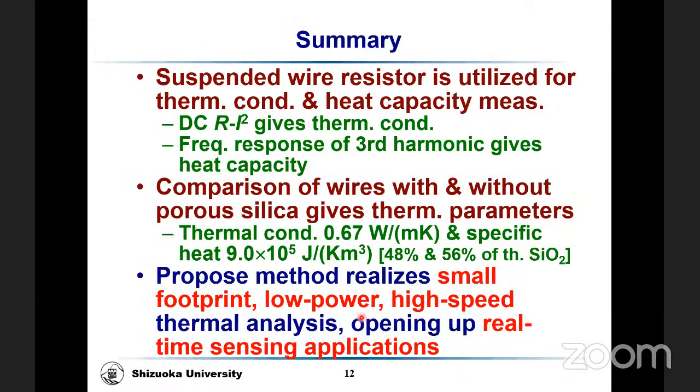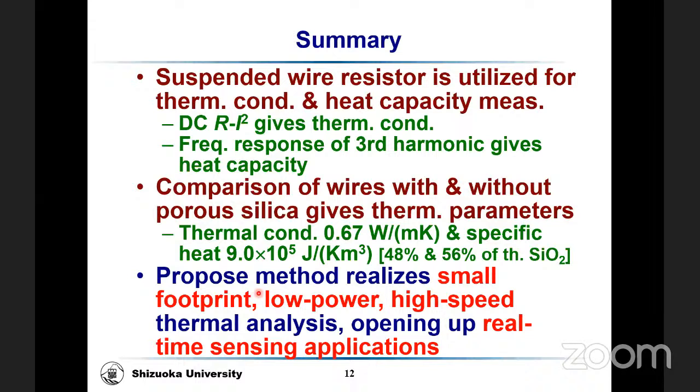And in summary, I here propose to use the suspended wire resistors for the purpose of thermal analysis. By comparing the wire with and without porous silica, we could extract the thermal conductance of 0.67 watt per meter Kelvin, and also the specific heat of 9 times 10 to the 5th joule per Kelvin cubic meter.